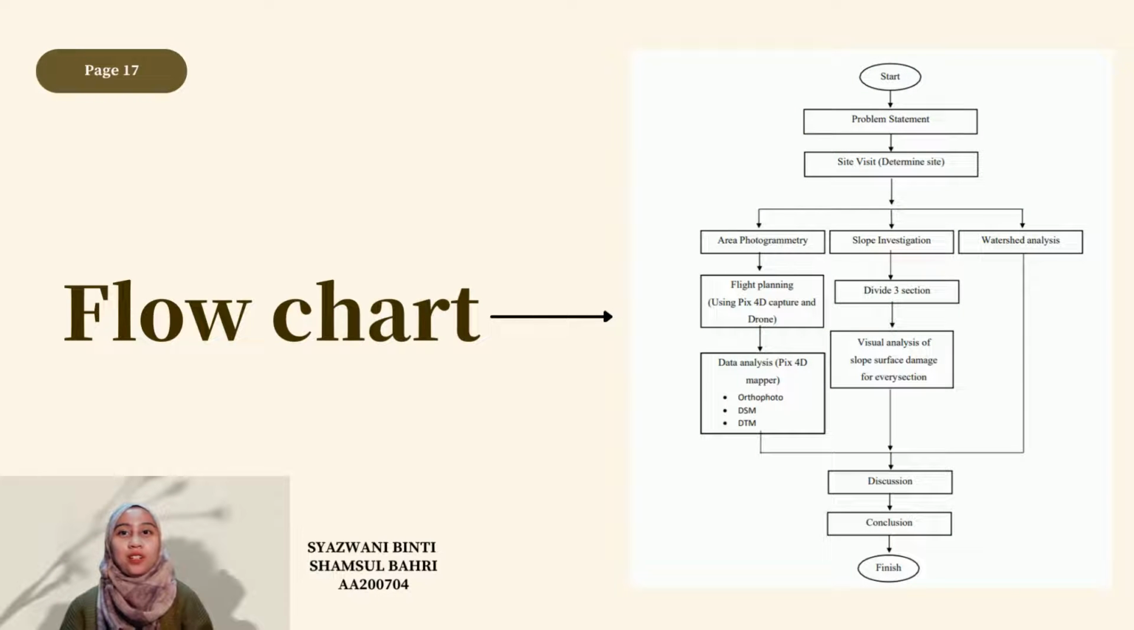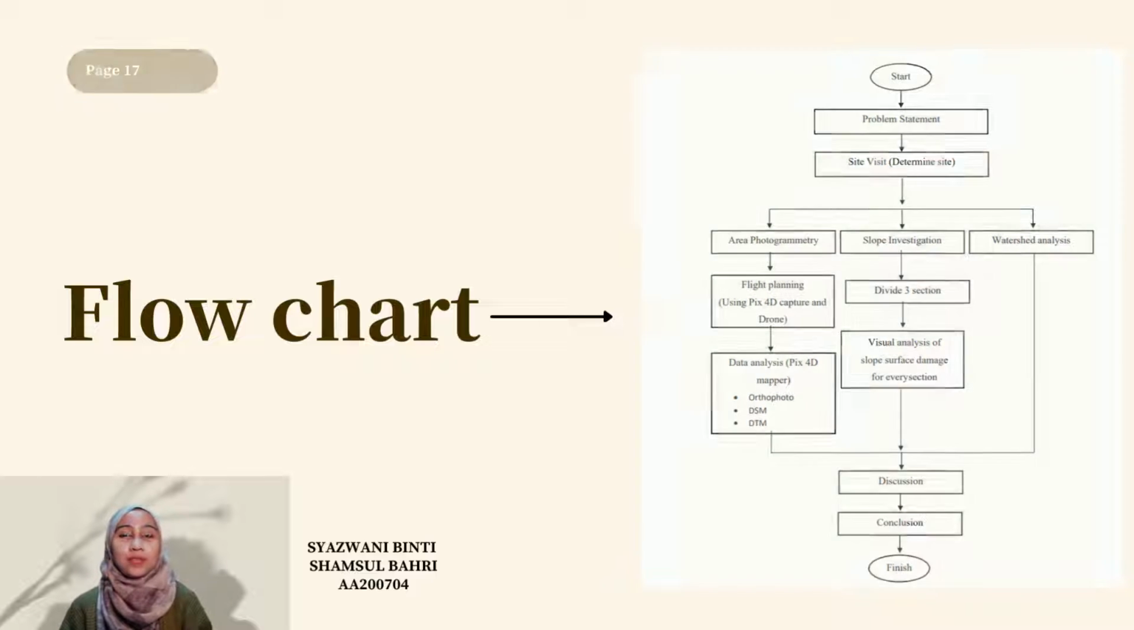This is the flowchart of how we will conduct this project. The entire project will start with every group member stating all the problems that might occur. Then the site visit will be made to determine the site condition. In this part, we will use three instrument methods, which are aerial photogrammetry, slope investigation, and watershed analysis. After all the instruments are done, the discussion and conclusion will be made, and lastly, the project will finish.